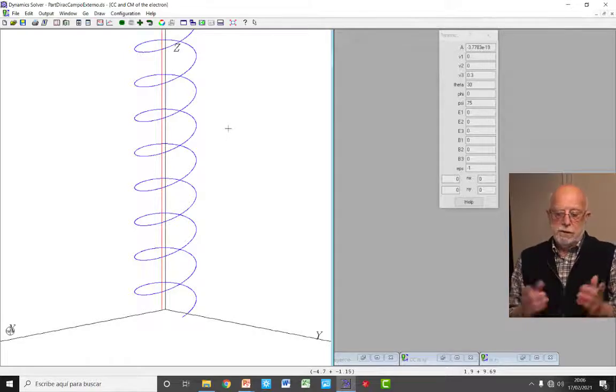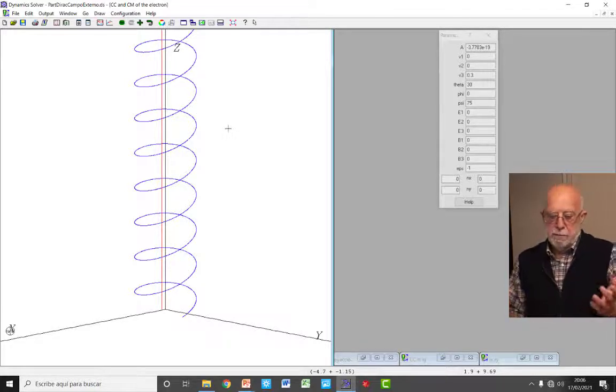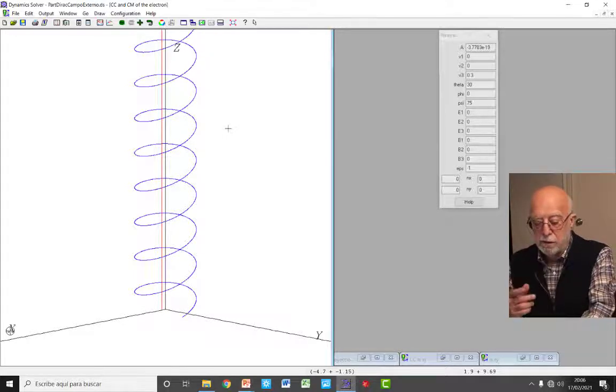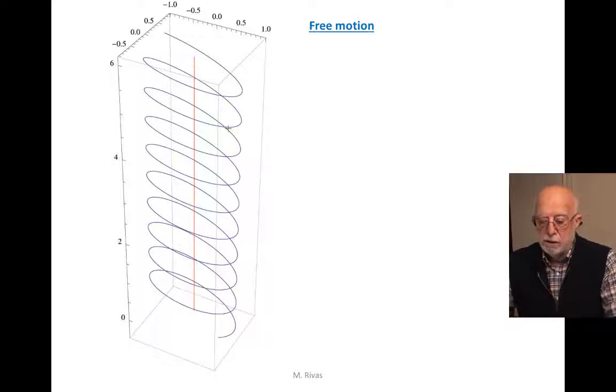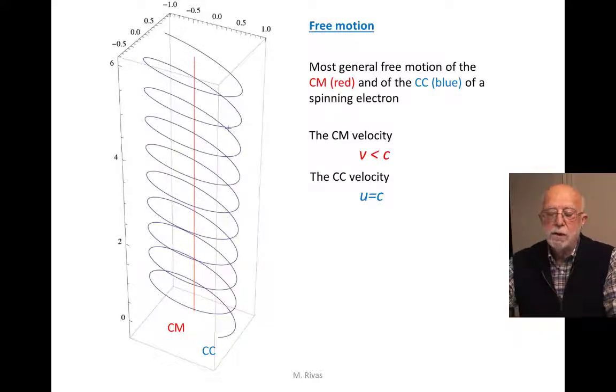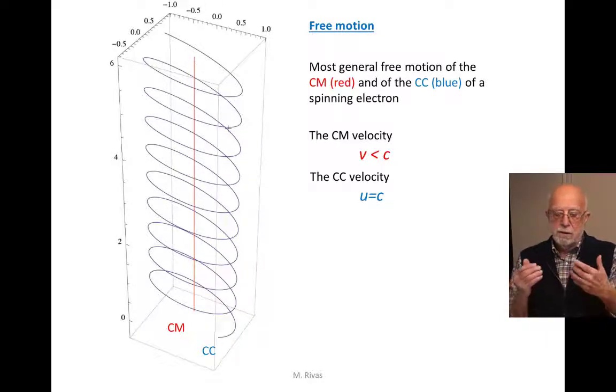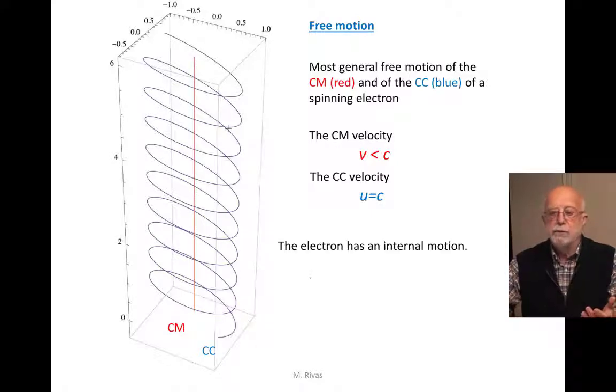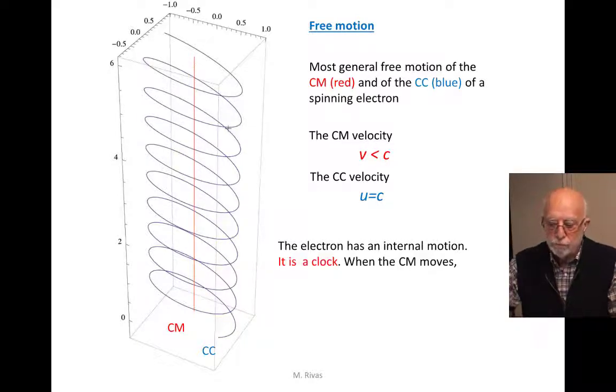Okay, this is a typical motion for an arbitrary inertial observer, a free motion. This is the typical motion where the two centers are this, but the nice feature is that the center of mass velocity is always below c, and the center of charge velocity is c. What we see here is that the electron has an internal periodic motion, and therefore the electron is a clock.